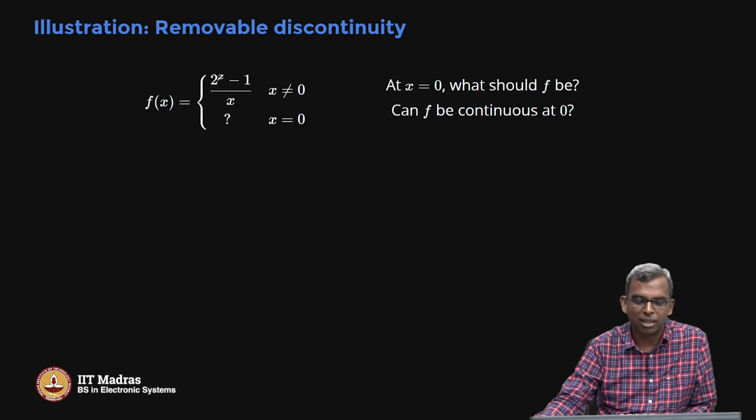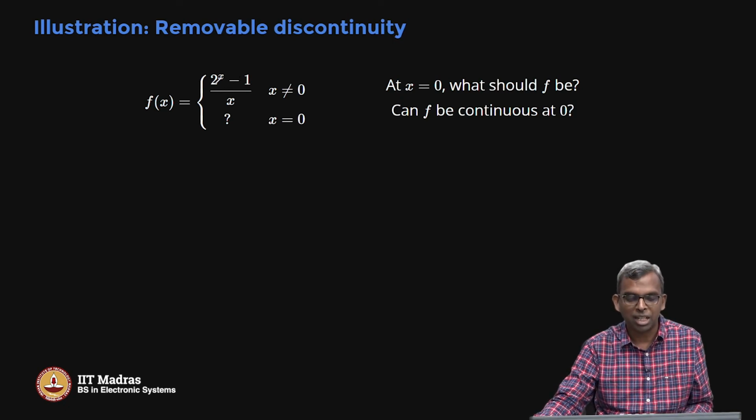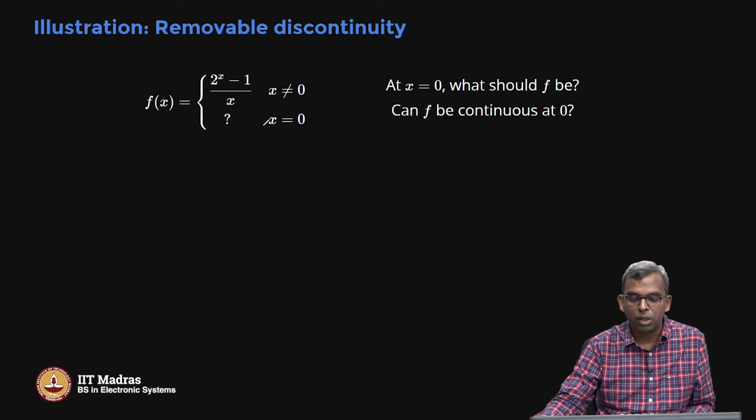If x is 0, 2 power x minus 1 is also 0, and x is also 0, so I have a 0 by 0 form. I don't know what to do when x becomes 0. So that's why I put a question mark here. At x equal to 0, I have the 0 by 0 problem, and I don't know what to do with f. But the function is (2 power x minus 1) by x, and x equal to 0 alone is a problem. Everywhere else it's okay, right? If you plot it, everywhere else you'll be okay. The question is, what about at 0? Can f be continuous at 0? Is there a limit for this function as x tends to 0?